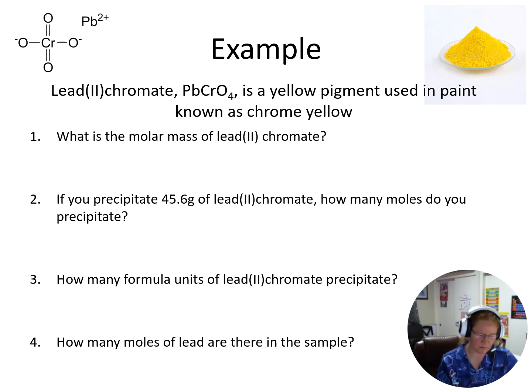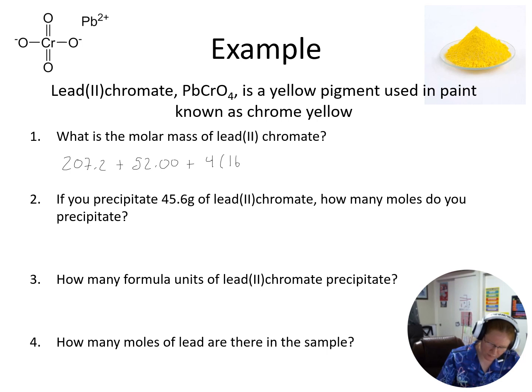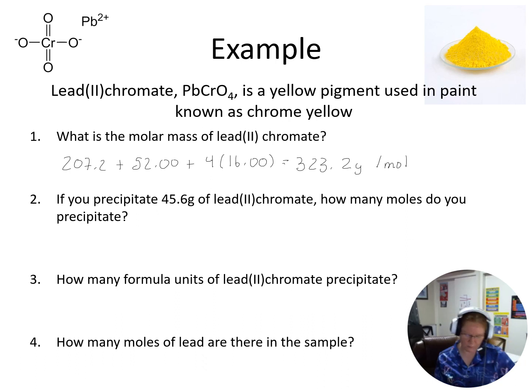All right, so let's do our molar mass. Okay, so lead, this is one I even have to look up because I don't use it that often. But lead is 207.2. Chromium is 52. And then oxygen is 16, and there's 4 of them. We are going to get 323.2 grams per mole.